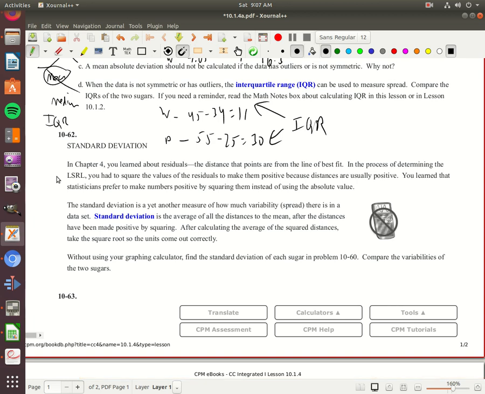Part 2. I actually didn't intend to break this into two parts, but I made a mistake in Excel, and it was kind of a pain, and then the video was getting long anyway. Alright, so 10.62, standard deviation.